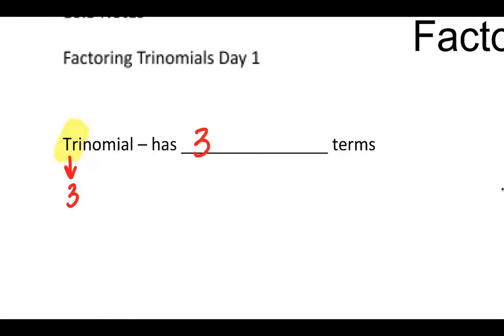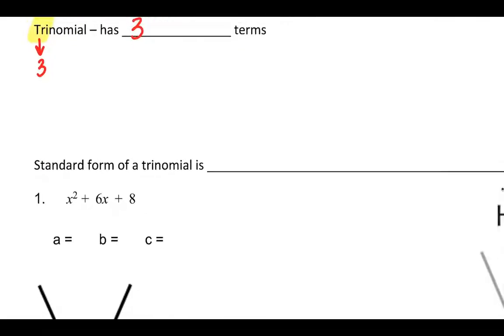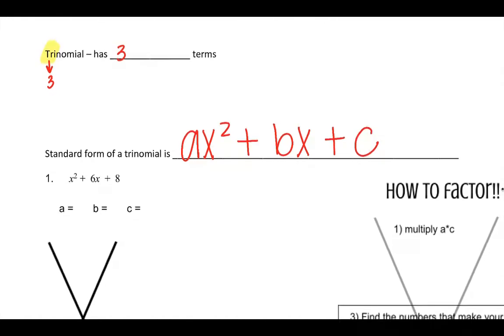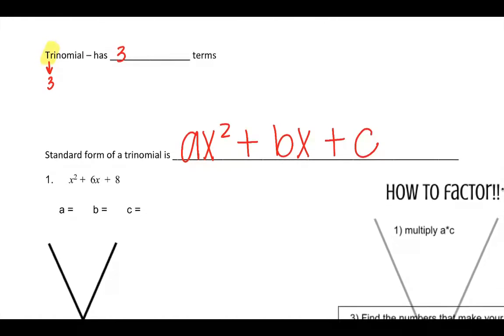Okay, standard form for a trinomial is ax squared plus bx plus c. So that's the form you're really going to see it in a whole lot. Now, this a, b, and c, those are going to be numbers. Okay, and with these numbers, we're going to be creating our own X puzzle.